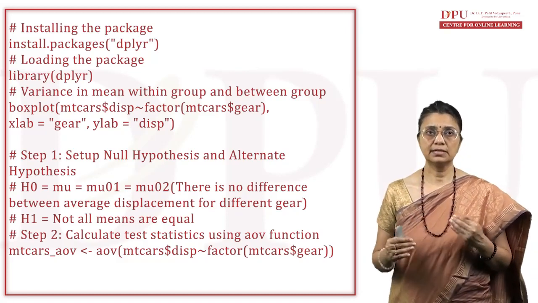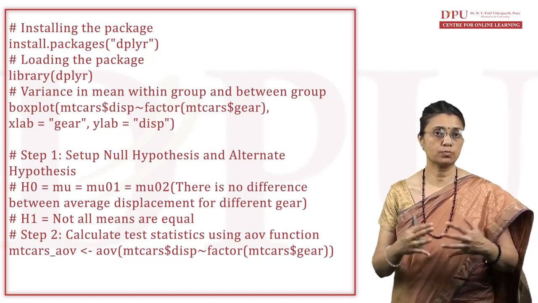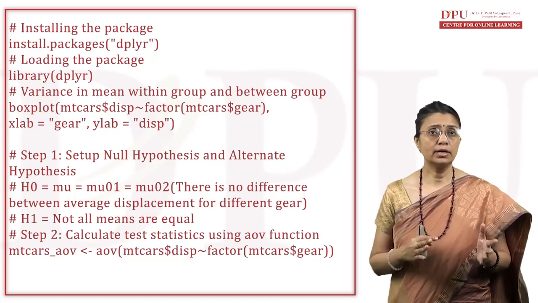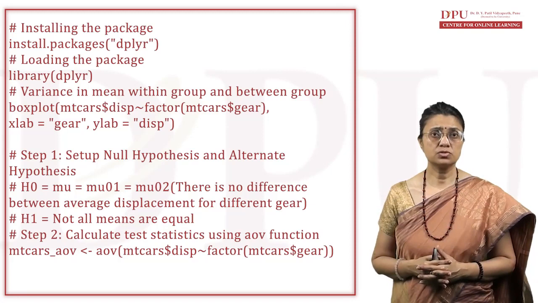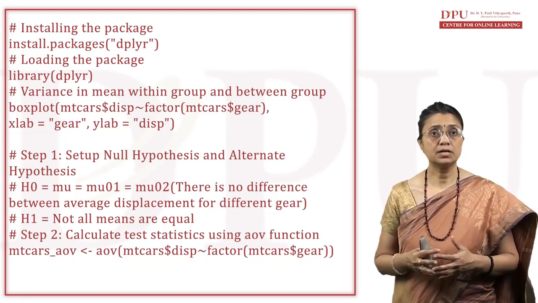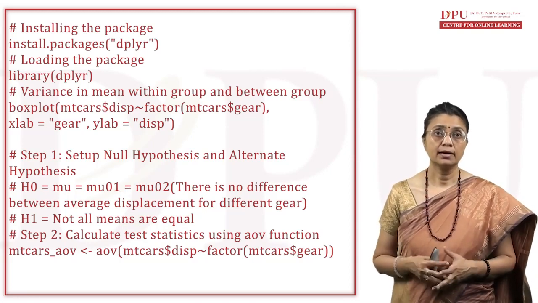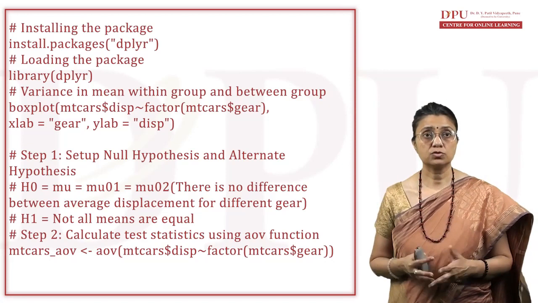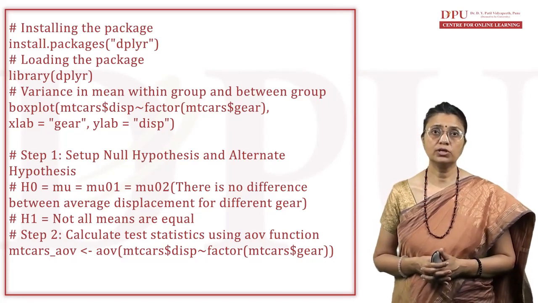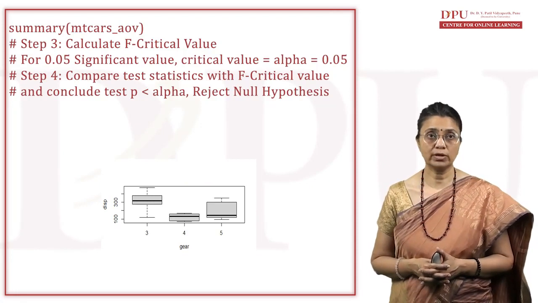Now, after setting the null hypothesis and alternative hypothesis, we come to step 2, which says calculate a test statistic using the aov function. mtcars_aov is equal to aov, and within brackets mtcars$disp ~ factor(mtcars$gear). So here we are calling the aov function, and then summary(mtcars_aov).